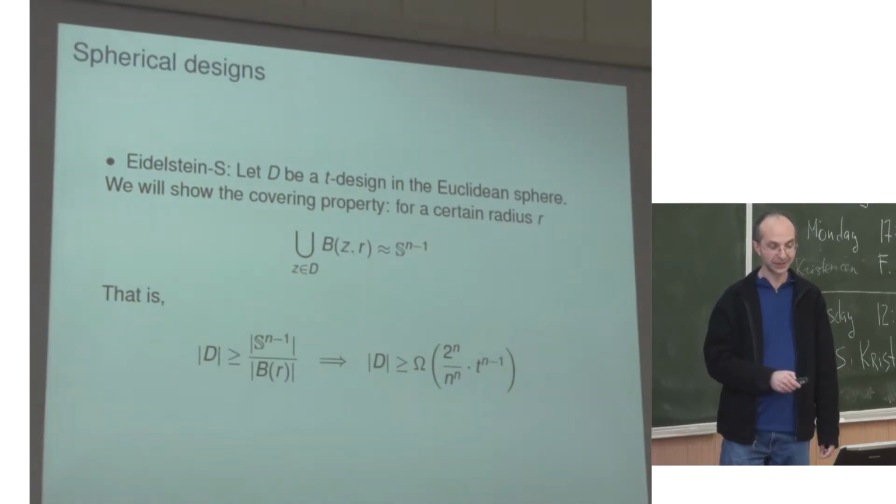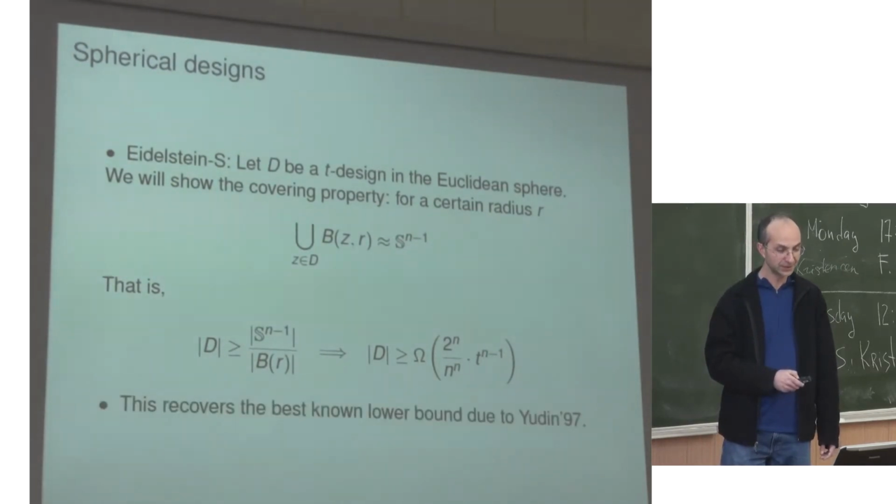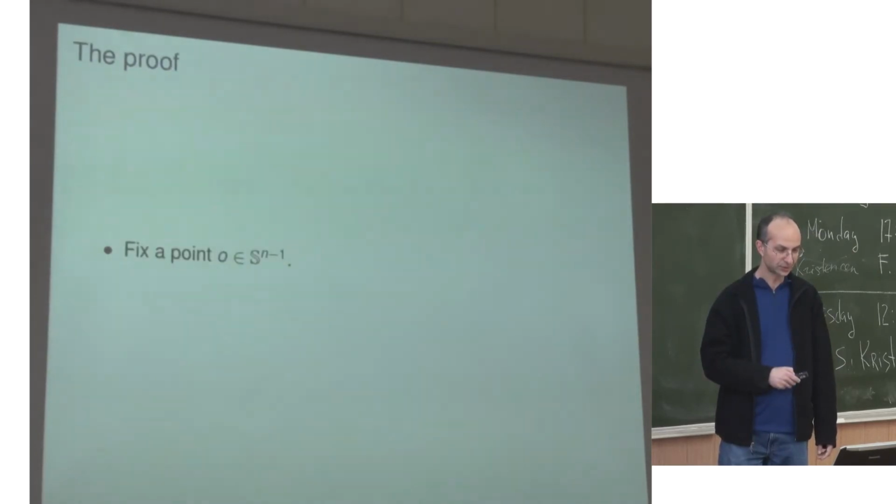The cardinality of the design is at least 2 to the n divided by n to the n times t to the power n minus 1. And this is the best known bound, from Euclidean 97, which improved the bound of Delsarte and Seidel by a factor of something like 4 over e to the n. Okay, so here's the proof.